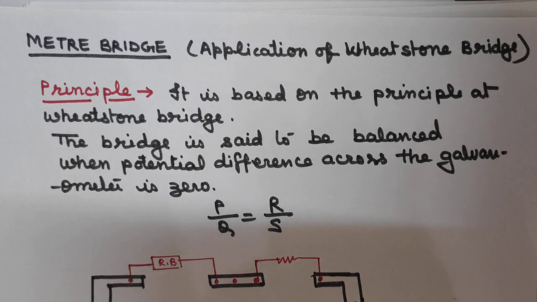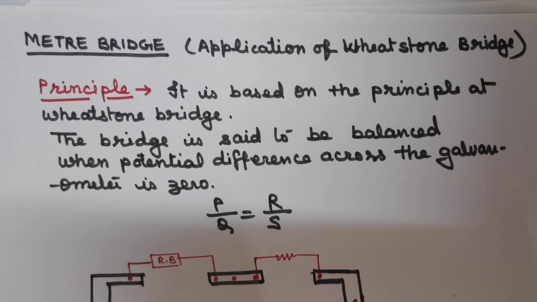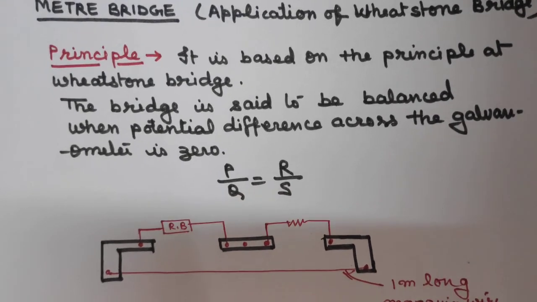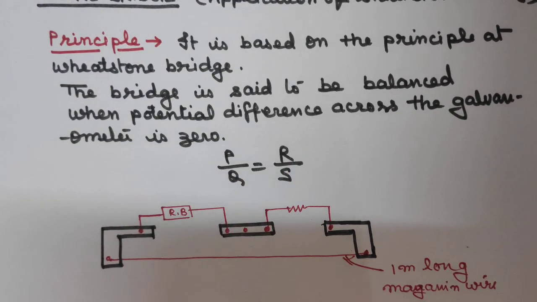Okay, an application of the Wheatstone bridge is the meter bridge, and we will understand how a meter bridge works. The principle is based on the Wheatstone bridge, and the bridge is said to be balanced when the potential difference across the galvanometer is 0. In balanced condition, P upon Q equals R upon S.